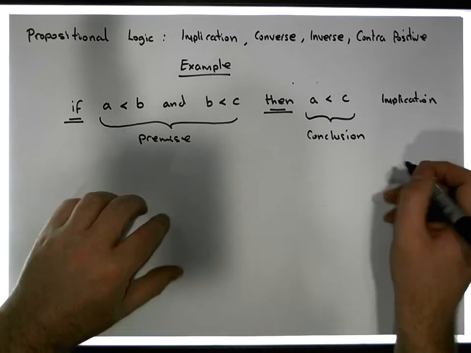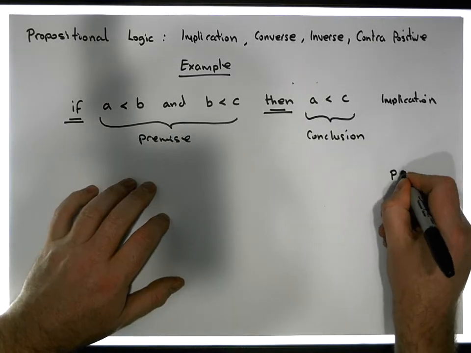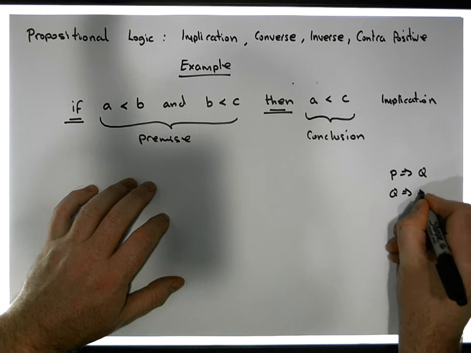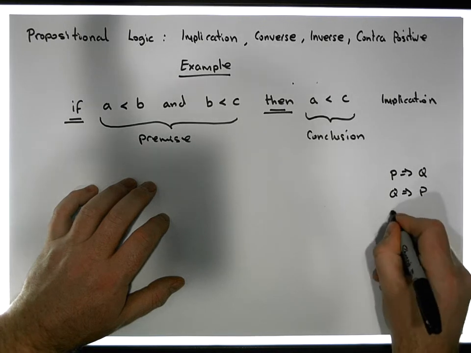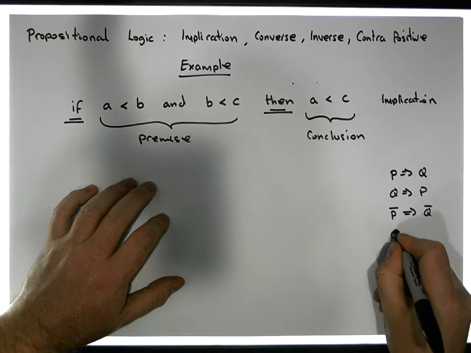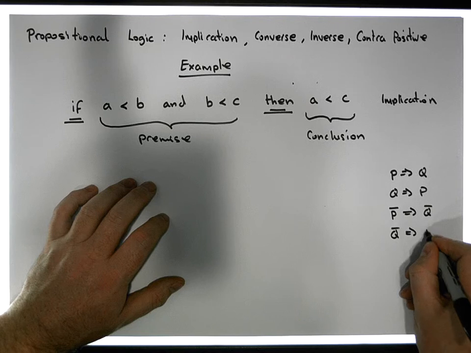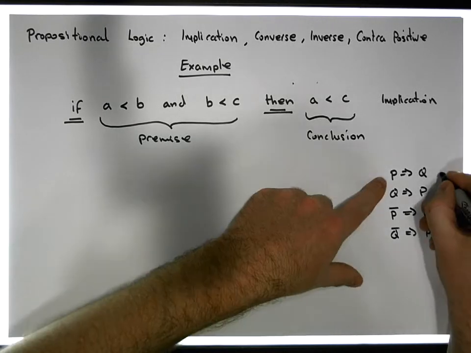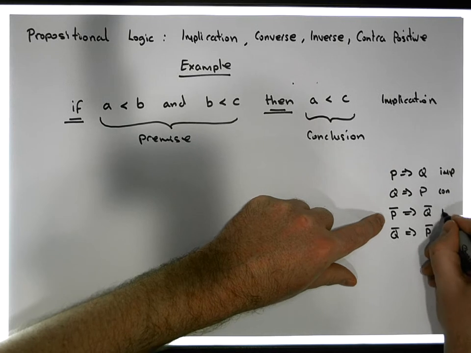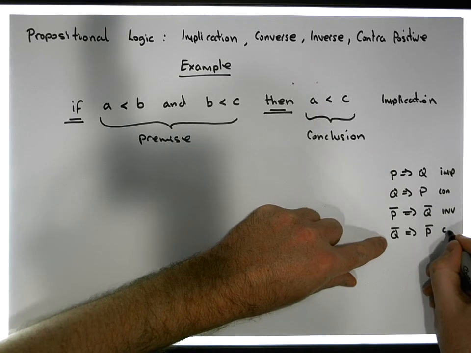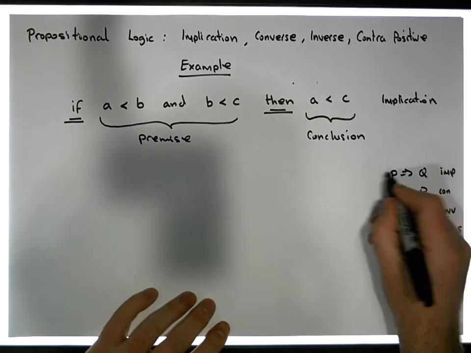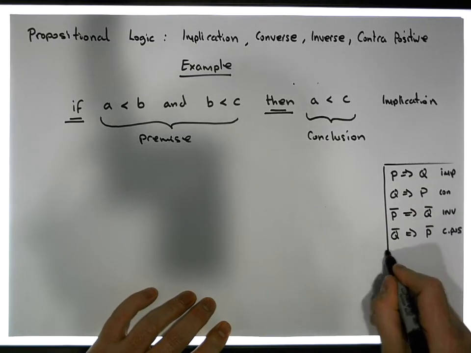So let's just recap that if we have a premise, P implies Q, its converse is Q implies P. Its inverse is not P implies not Q. And its contrapositive is not Q implies not P. So here's the implication, here's the converse, here's the inverse, and here's the contrapositive, let's say. So let's just keep these in mind here.